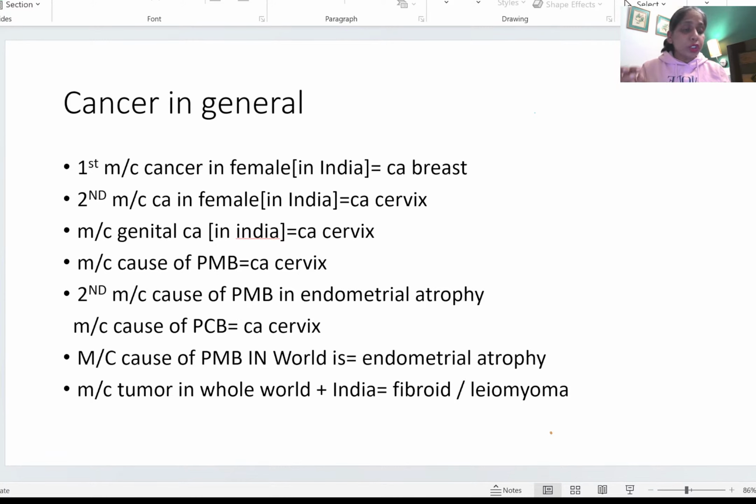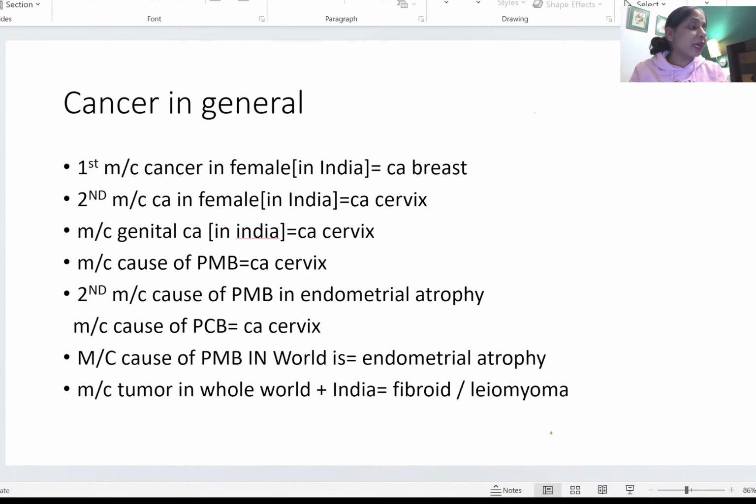The most common tumor. Please write the answer to this question, don't see the slide. Most common tumor in India or in the whole world, what is it? Write down in the chat box. The most common tumor in females in the whole world is, the answer is fibroid or leiomyoma.